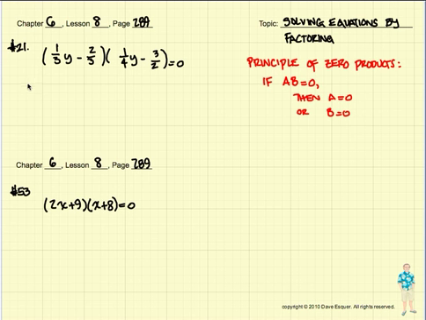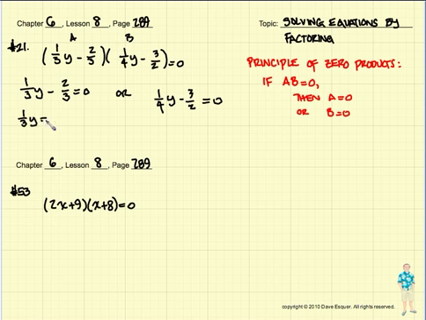So let's see what we can do. Well, I guess this means that either 1/3 y minus 2/3 is equal to 0, or 1/4 y minus 3/2 has to be equal to 0. This first thing in parentheses can be considered the a, the second one can be considered the b. So if that's true, then 1/3 y has to be equal to 2/3, I added 2/3 to both sides, or y turns out to be equal to 2.